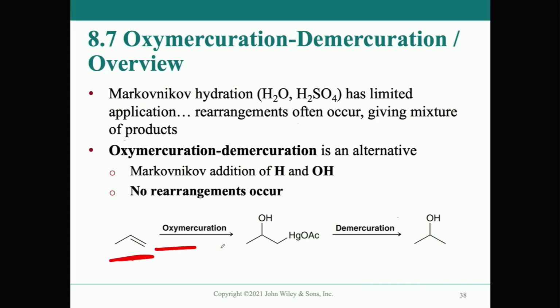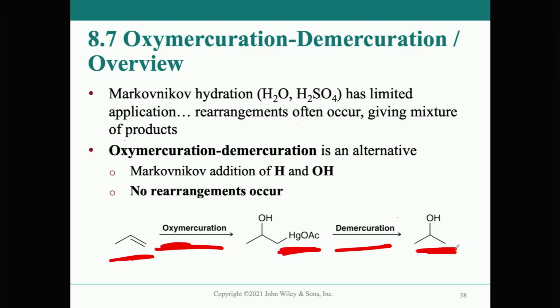Here's our alkene, and if we do the oxymercuration here, we'll get the mercuration here on the alkane now. Instead of having a proton there, it's going to be this group. And then we can do a demercuration, and we'll get our product out.